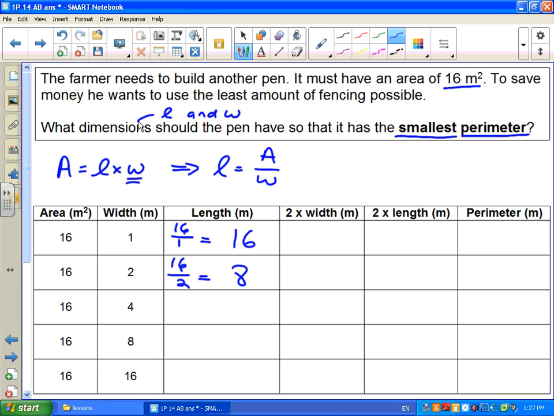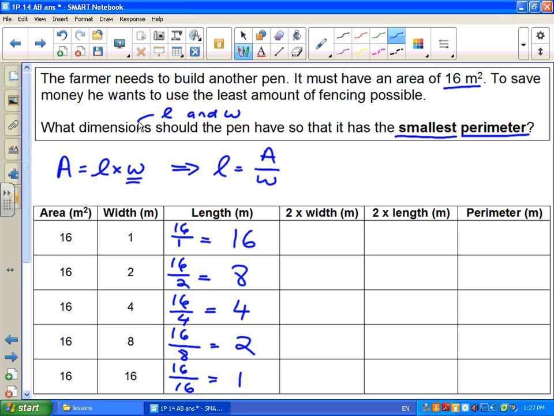So what calculation do I do for the third one here? Riley? Yeah, exactly. Which is going to give me a length of 4. And then down here, I've got to do 16 divided by 8, which is going to give me a length of 2. And for my final one, I have to do 16 divided by 16, which is going to give me a length of 1.